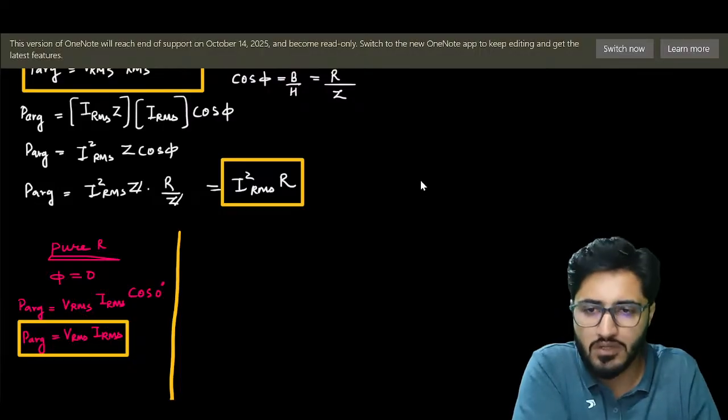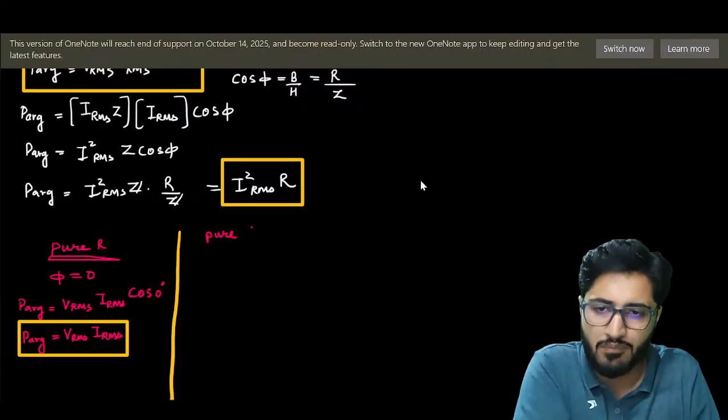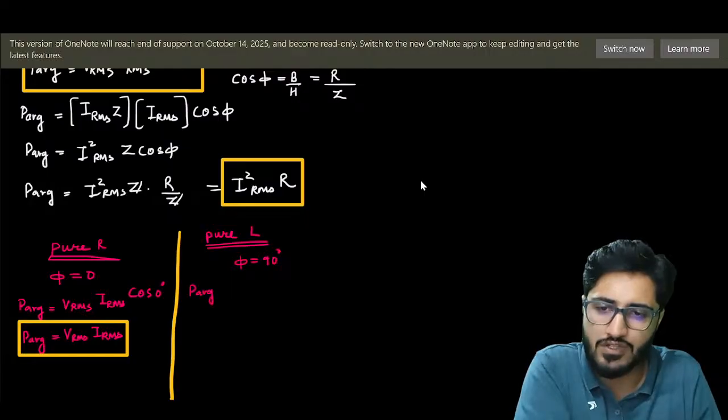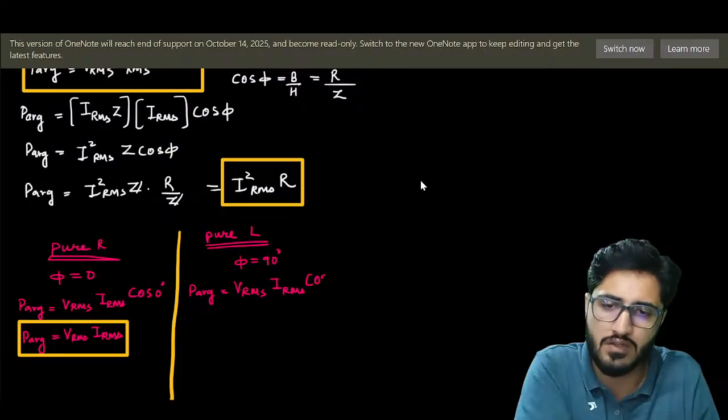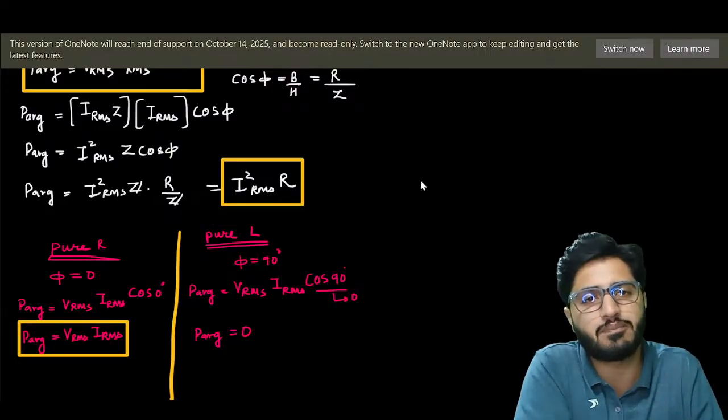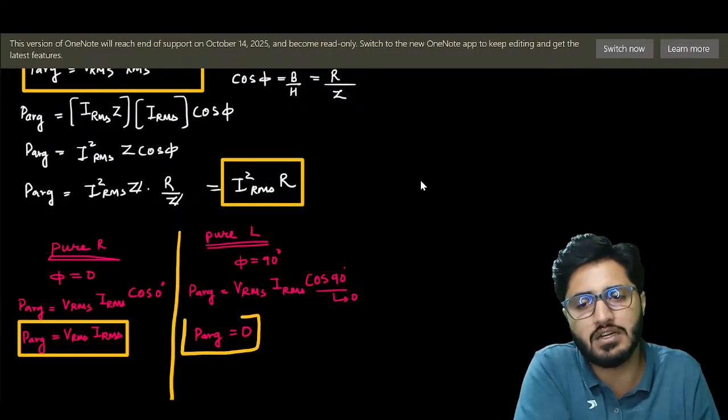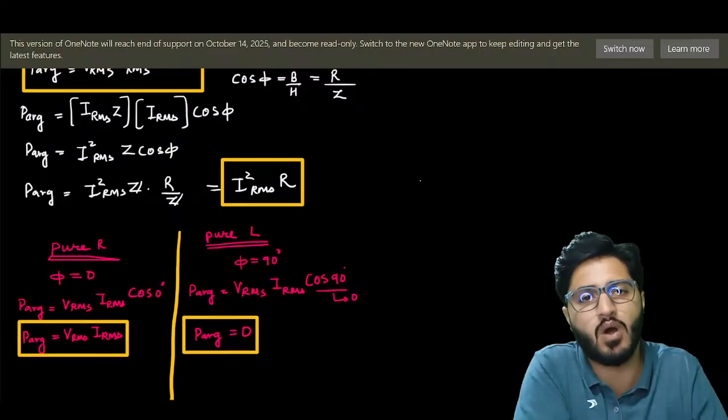Now next part. If we are talking about pure L, in which only an inductor is present, in an inductor phi equals 90 degree. So can I write P average equals VRMS, IRMS, cos 90 degree, and cos 90 equals 0. So my power consumption is 0. So this thing you need to remember: the power consumption by your inductor is 0. It doesn't consume any power.